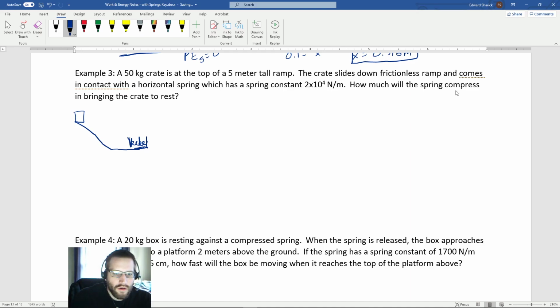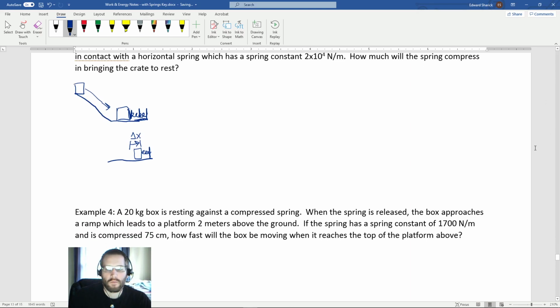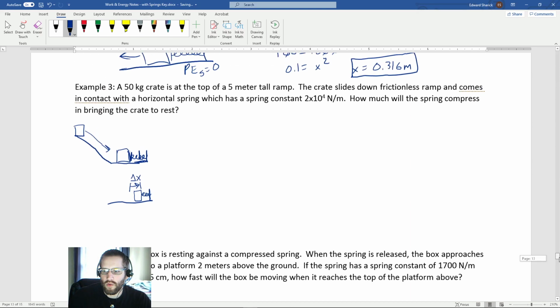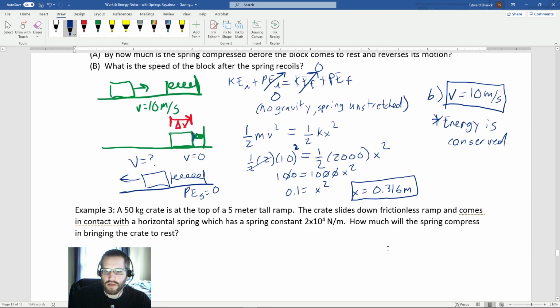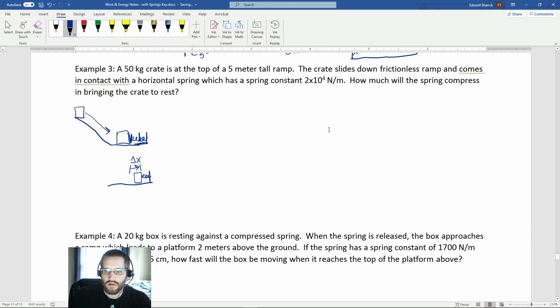Anyway, so here we go. We got this box. It's going to slide down the hill this way, and it's going to hit this spring here. And what we're going to be left with is a compressed spring, some amount delta x. All right, and what we want to know in this example is how much will it compress? So what is this delta x going to be?